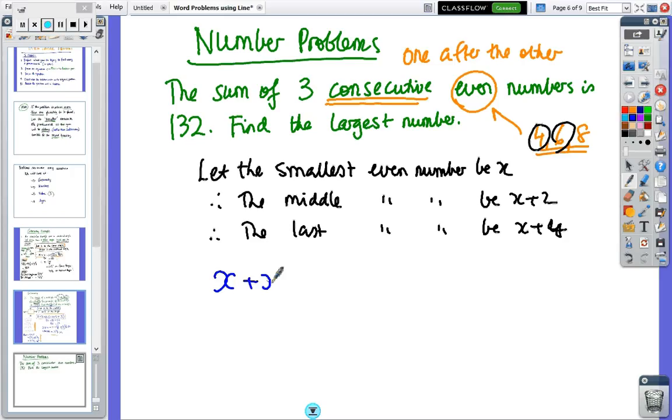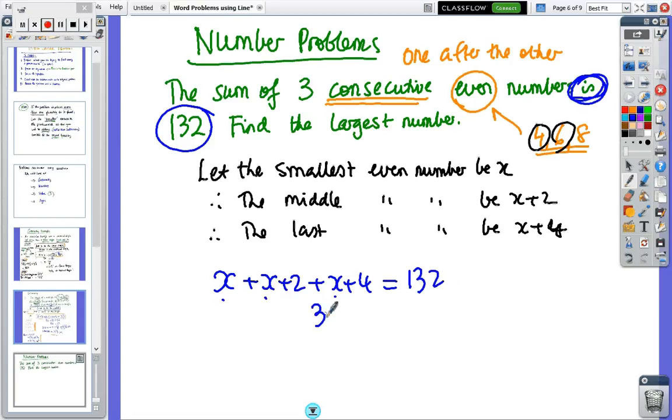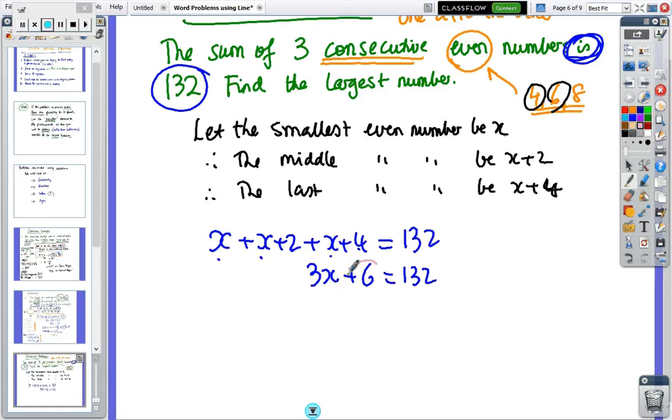So the first number plus the second number plus the third number is equal to, as the clue is, 132. So x plus x plus x is 3x. 2 plus 4 is 6, equals 132. Again, do the opposite. Plus 6 becomes minus 6. So 3x equals 126. And divide by 3 equals 42.